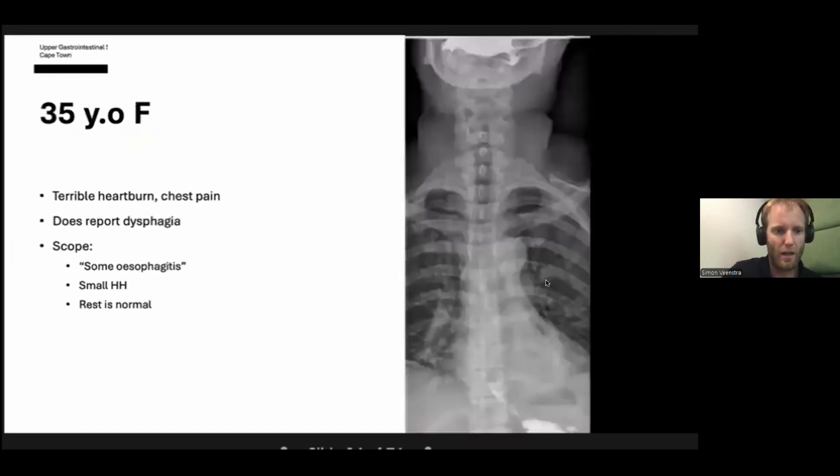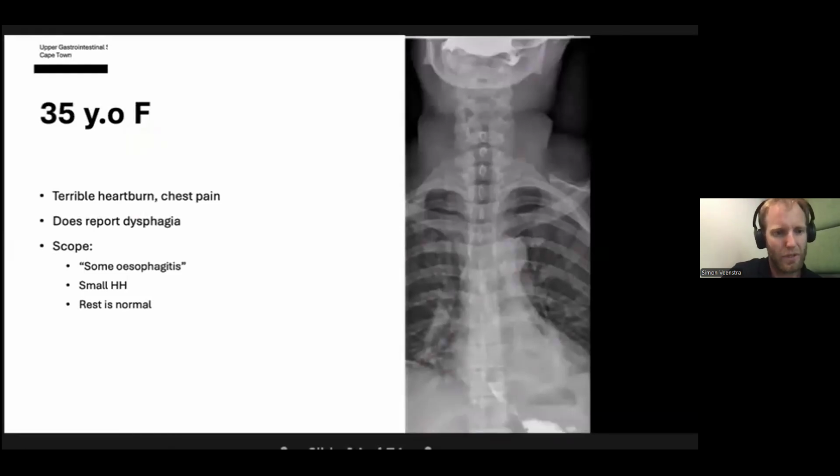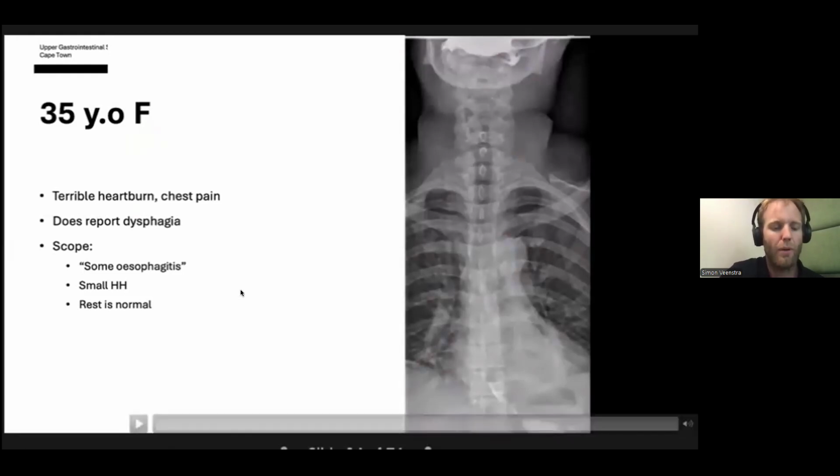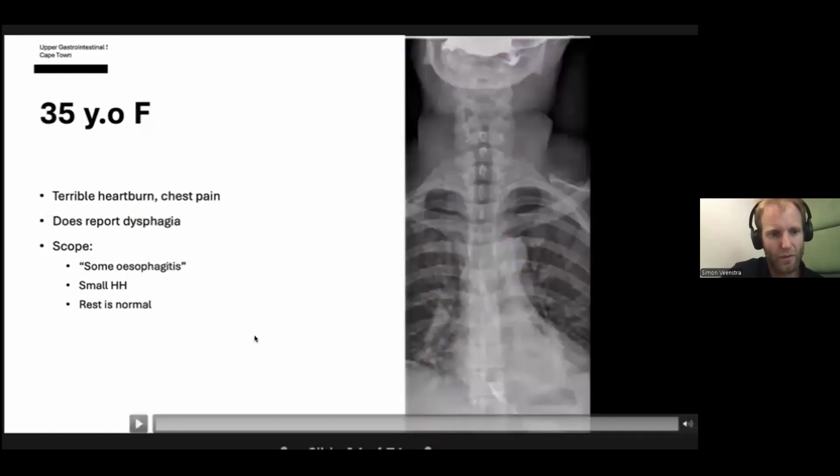So the first case we have is a 35-year-old lady who presented with what she described as terrible heartburn, chest pain. She also reported some dysphagia, and the scope showed some esophagitis, small hiatus hernia, but otherwise it was a relatively unremarkable upper endoscopy. This was her swallow.